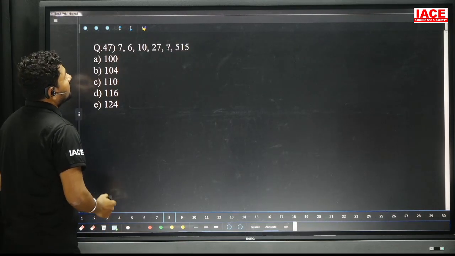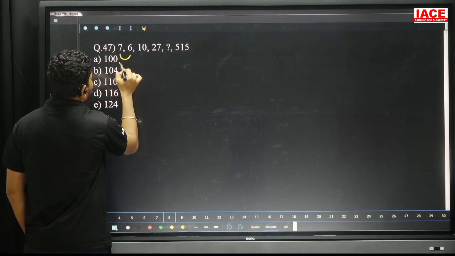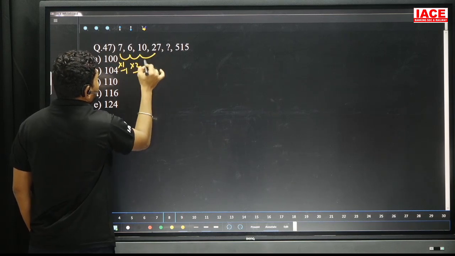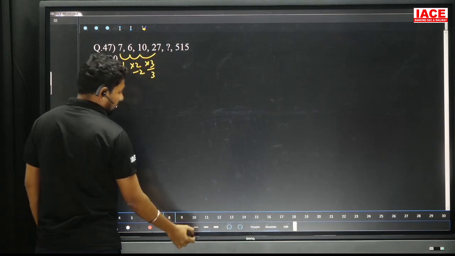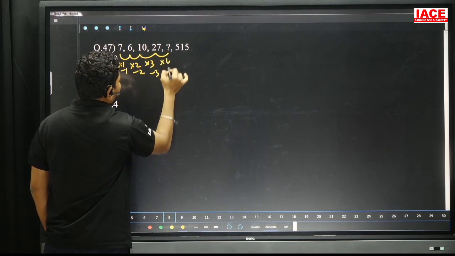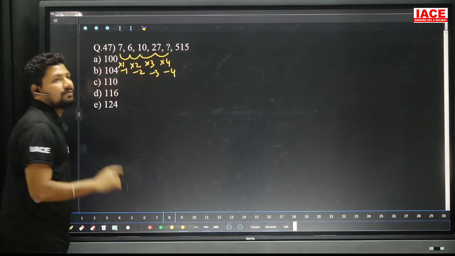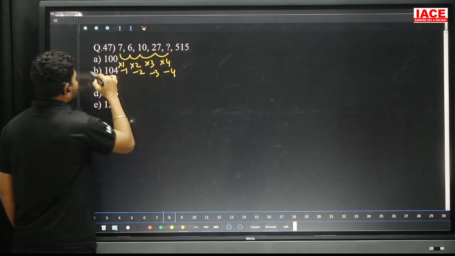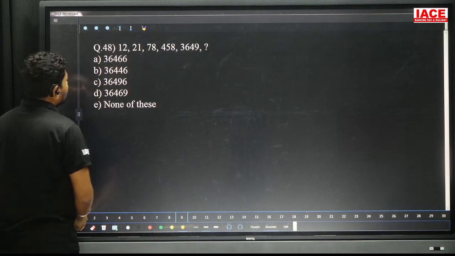7, 6, 10, 27, question mark, 515. What is the logic here? Into 1 minus 1, into 2 minus 2, into 3 minus 3, and next into 4 minus 4. 27 into 4 is 108, 108 minus 4 is equal to 104, our answer. So next.